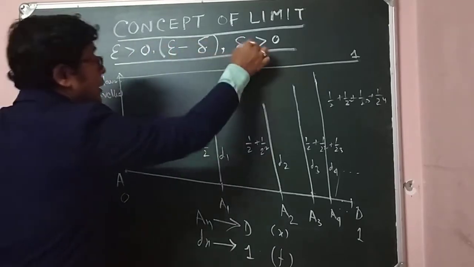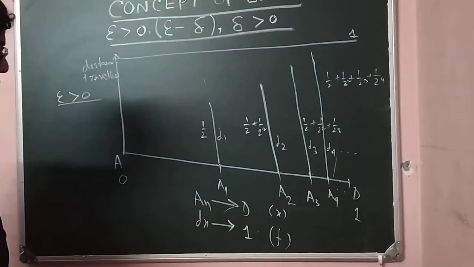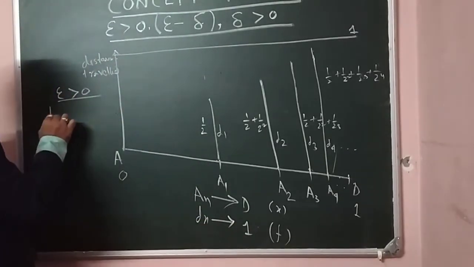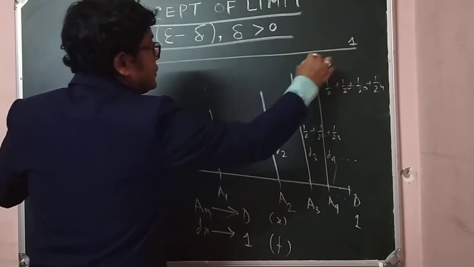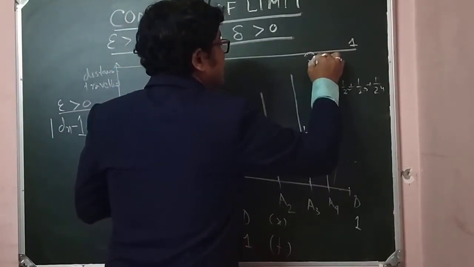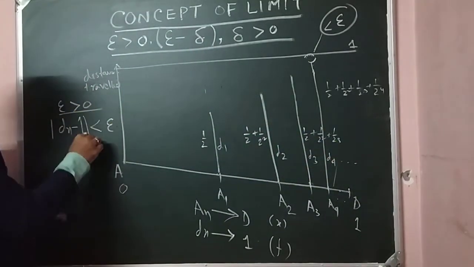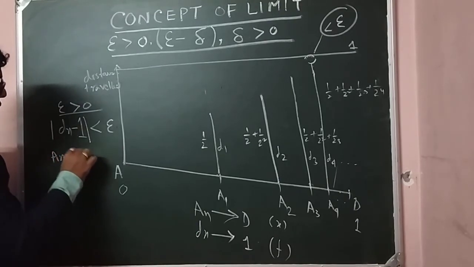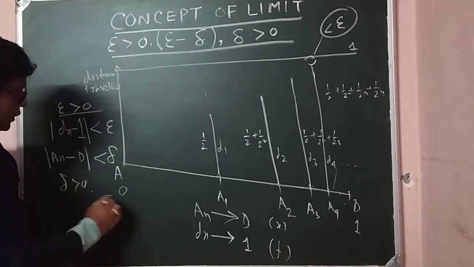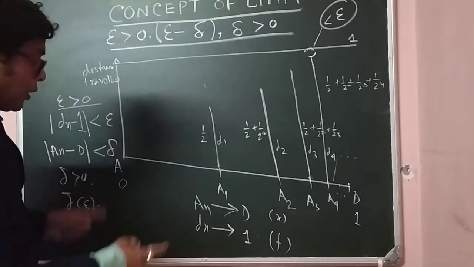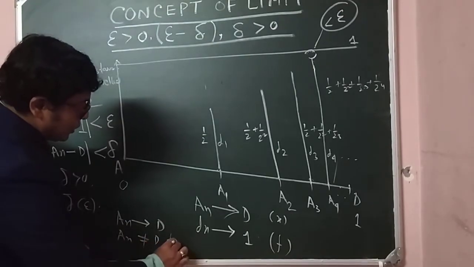So what is the concept of epsilon and delta now? Whenever epsilon is greater than 0, we take any arbitrary small positive quantity, I can make Dn minus 1 less than epsilon. That is, the distance between this and this can be made less than epsilon, the positive quantity, by approaching towards A. Whenever An minus D can be made less than delta, for a delta greater than 0 depending on epsilon, this delta depends on epsilon. What we get is An is approaching D. This means that An is not equal to D for any n.